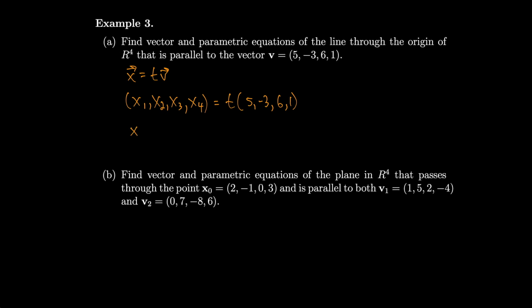Parametrically, that could be written as x1 equals 5t, x2 equals negative 3t, x3 equals 6t, and x4 equals t, 1t. Oh, I accidentally wrote tt. That should really be a 6t. There, that's a little bit better.